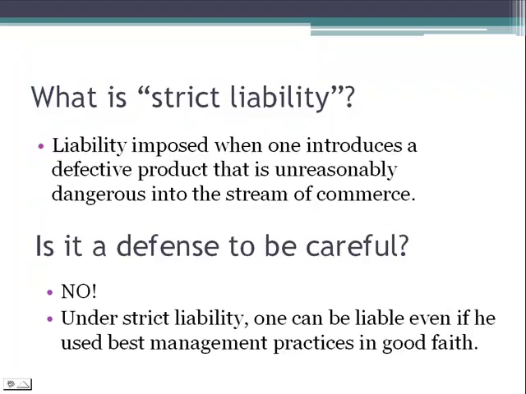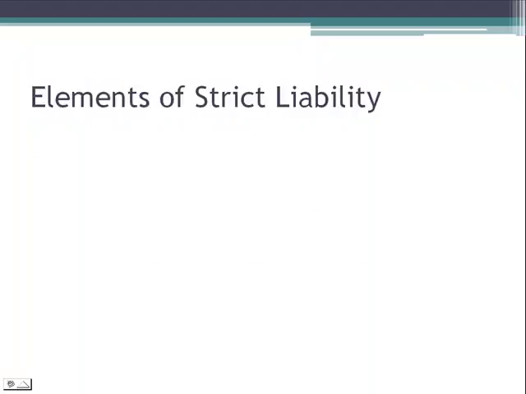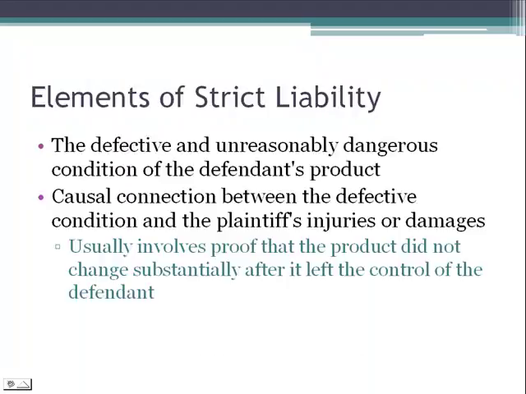The elements of strict liability are that the product has to be defective and unreasonably dangerous, and that there must be a causal connection between the defective condition and the plaintiff's injuries. If the product caused the injuries, there's your causal connection. But to do that, you have to prove that the product didn't change substantially after it left your control.